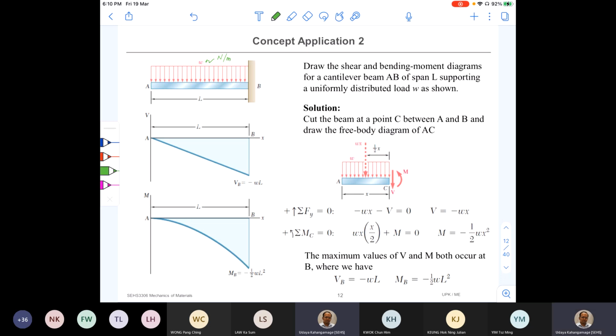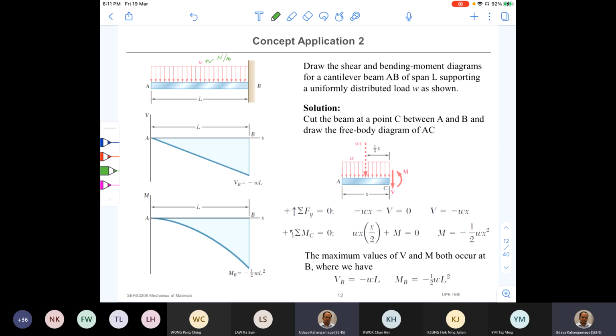Okay. From A to B, there's a uniform load, right? But there's no other loads or concentrated loads applied, right? Therefore, from A to B, we expect that the shear force and bending moment going to change continuously. So therefore, we can define the shear force and the bending moment function using one equation.